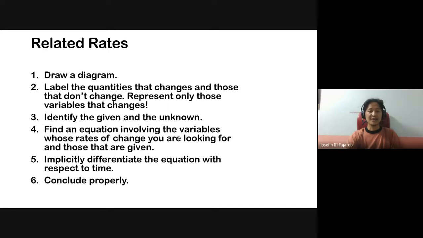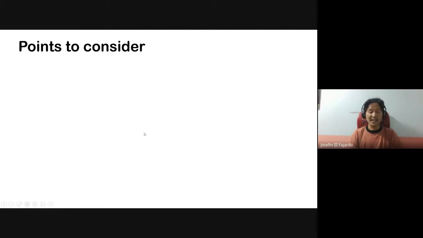Okay, and then after differentiating, we now substitute. Dito tayo magsa-substitute and then we conclude kung ano yung tanong. Depende sa tanong. Okay, so there are some points that we have to consider when dealing with rate of change or related rates. Or sometimes, related rates, they also call it instantaneous rate of change. Kasi later on, we will be considering rate of change at a certain instant. Okay, so ito yung usual problem.